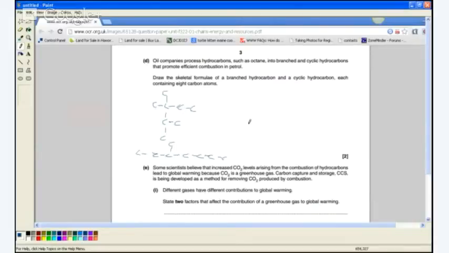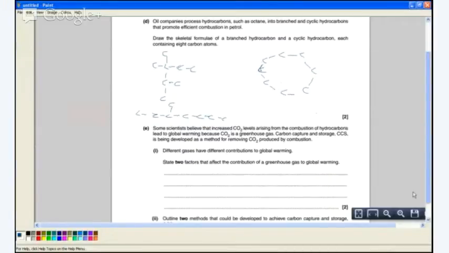Okay. The cyclic hydrocarbon. Now that's interesting. How would I want to do that? Well, what I could do is go 1, 2, 3, 4, 5, 6, 7, 8. There you go. Well, that'll do me. That's cyclic and it's a hydrocarbon. Job's done. Okay, let's get down to the next one.